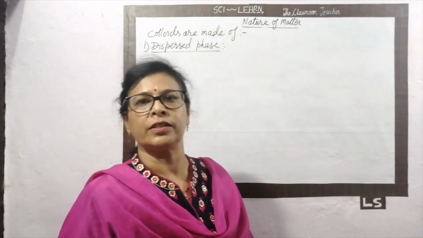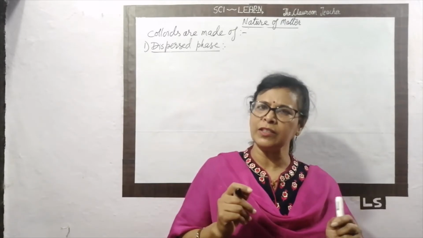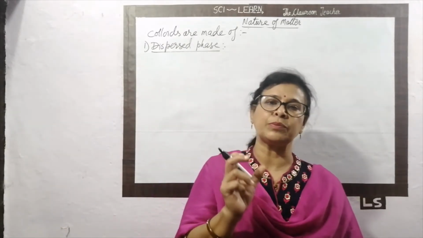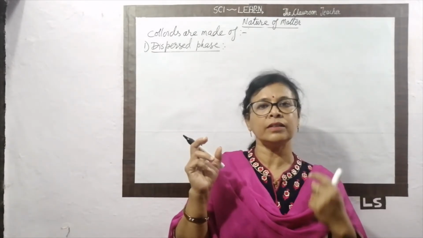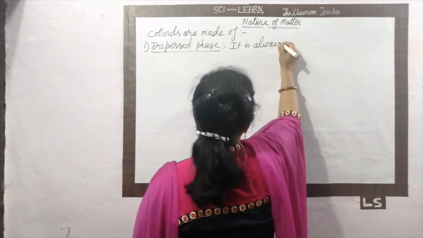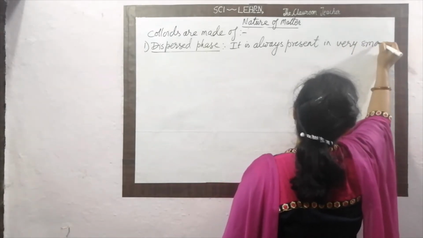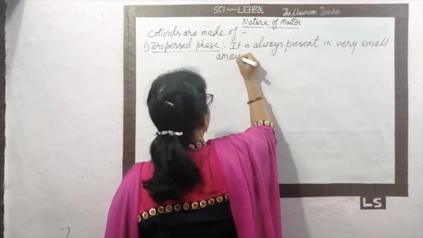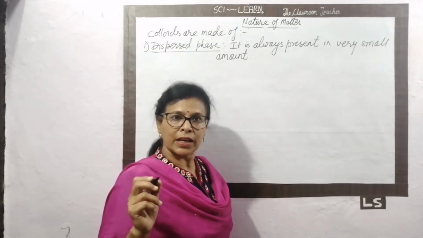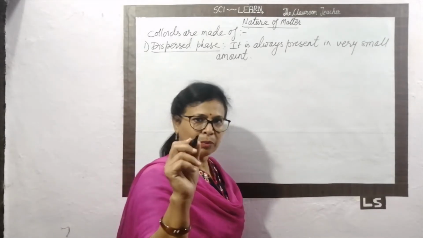Okay. Now, what is dispersed phase? Dispersed phase is always present in a small proportion. As I told you, the size of the solid particle is too small. The size of dispersed phase is too small and it is present in a very small amount. And what about the size? The size of this is in between 1 nm to 100 nm, or in between 10 to the power minus 9 to 10 to the power minus 7 meter, or in between 10 to the power minus 7 centimeter to 10 to the power minus 5 centimeter. That we must write in the property.